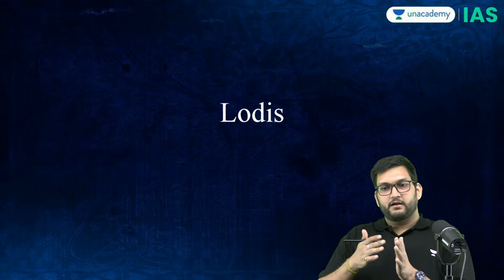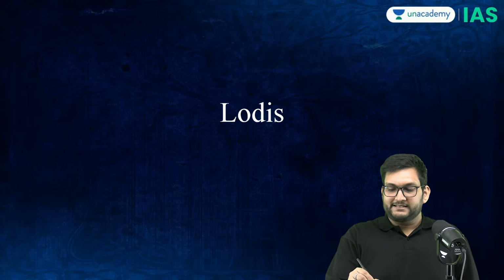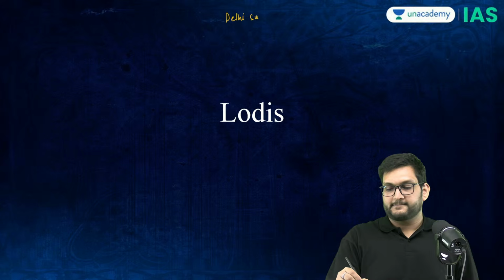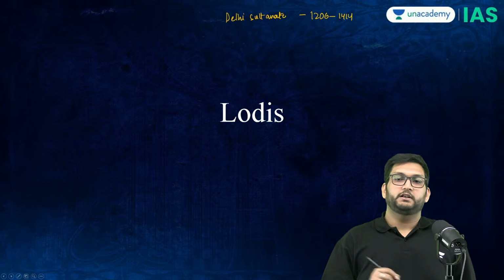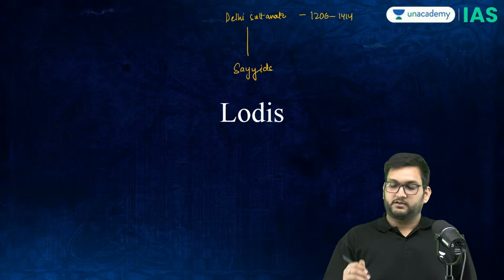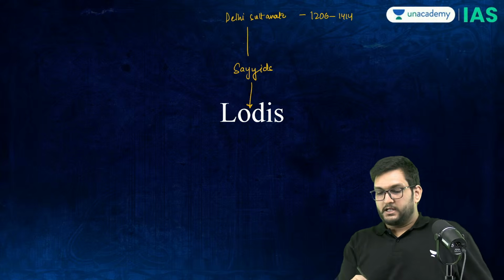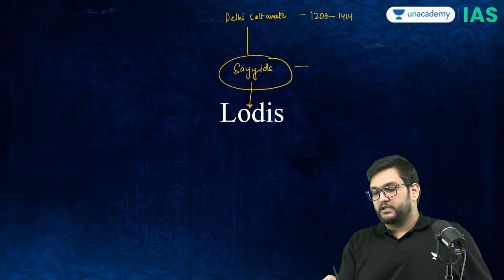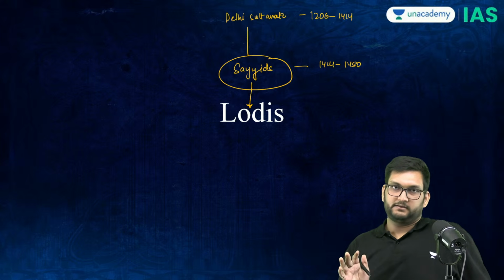Now, moving forward from this story, the Delhi Sultanate, 1206 to 1414. Then you have the Sayyids. People consider them parts of these three as Delhi Sultanate only, but they are not, because Timur intervened in between. Sayyids, 1414 to 1450. They had no real contribution architecturally.